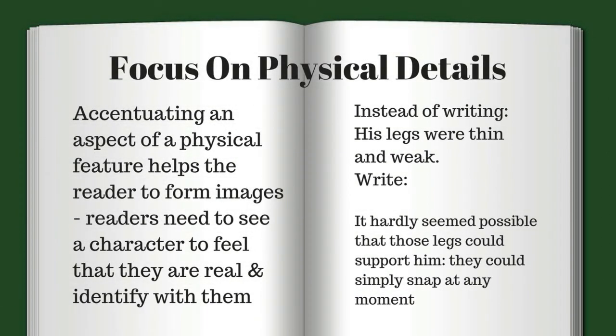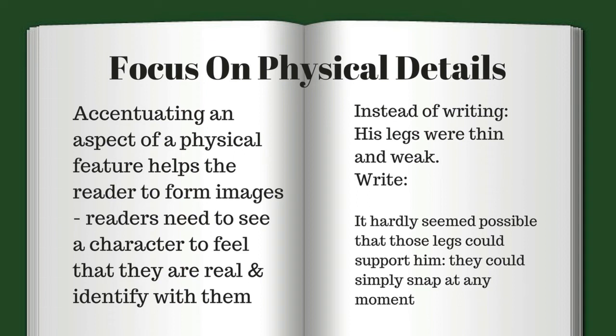When we are focusing on physical details of a character, we can accentuate one aspect or a feature. This will help the reader to form images visually more easily. The readers really need to see a character, to feel that they are real, that they know them in some way, so they can identify with them and follow them through the story.